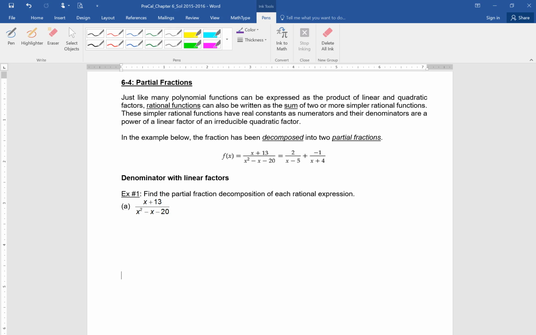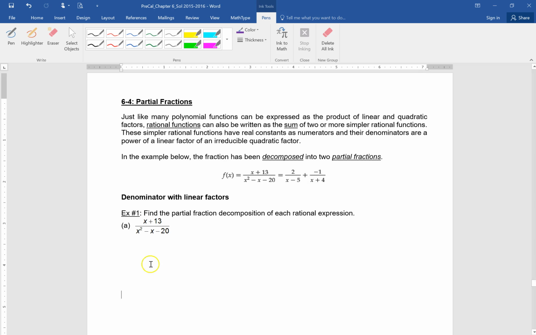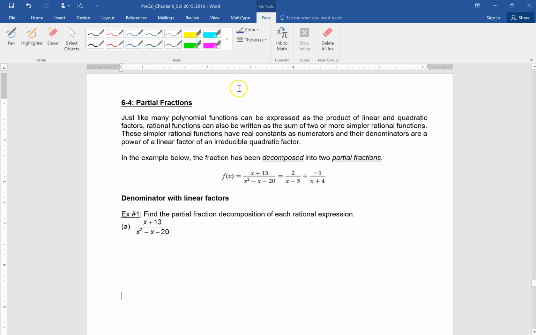All right, so we know that when you have a polynomial expression, you can always factor that polynomial expression, right? So for example, if you have something like x squared plus 5x plus 6, is it possible to factor that? Yes. How do we factor that? Right, it's x plus 3 and x plus 2.